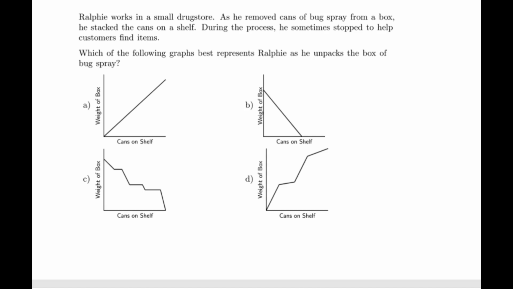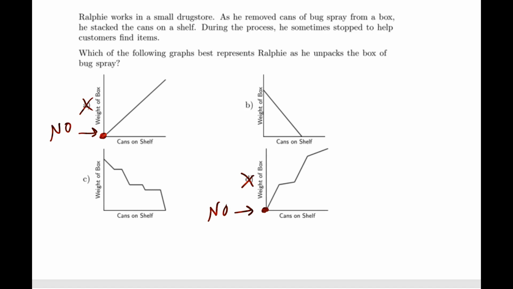All right. So if this is the weight of the box and he's unpacking it, clearly the weight of the box can't start at 0. That's wrong. The weight of the box cannot start there, because he's unpacking the box. So it's either B or C.